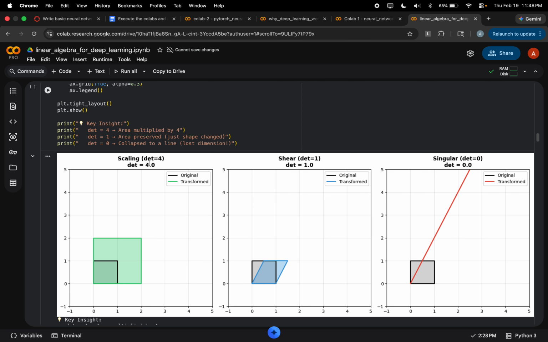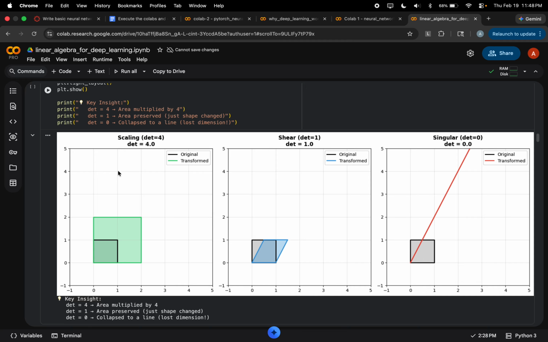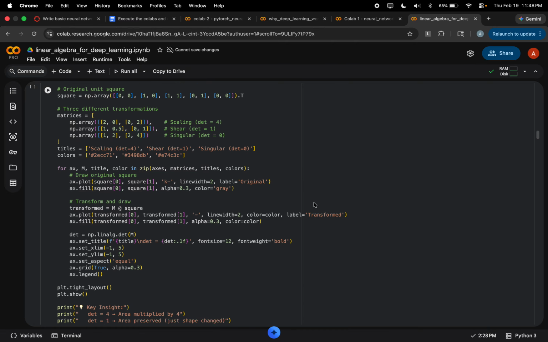Yes, so this is the determinant. 4 means the area is multiplied by 4. Determinant 1 means area is preserved, just the shape changed. And determinant 0 means it collapsed to a line and lost the dimension.